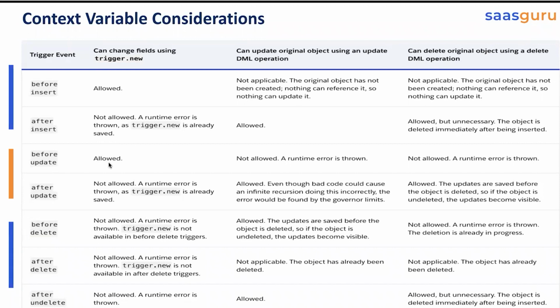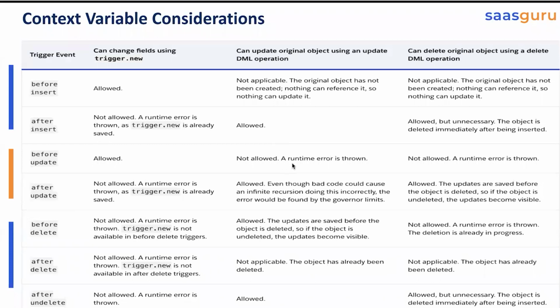Before update, allowed, yes, you can change the field value. After update, not allowed, a runtime error is thrown. Here we are already in the after update context, and in the after update context, why would you update it again?